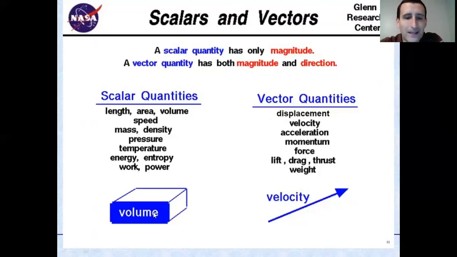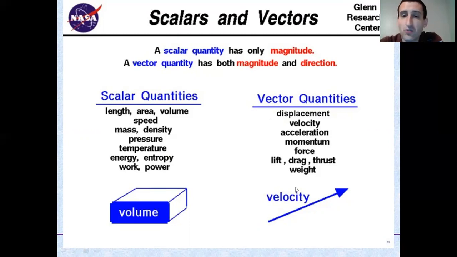You don't say the box has a 2-liter volume up or a 2-liter volume at 25 degrees north of west. You just say it's got a 2-liter volume. That's all there is to it. Whereas the vectors all have to have direction, right? If you are moving with a velocity, you have to be going in a direction, and that direction needs to be stated. Or if you're accelerating, your velocity is changing in a particular direction.